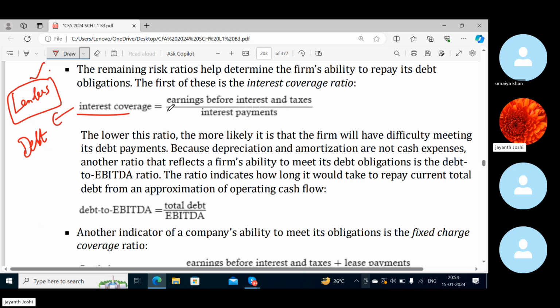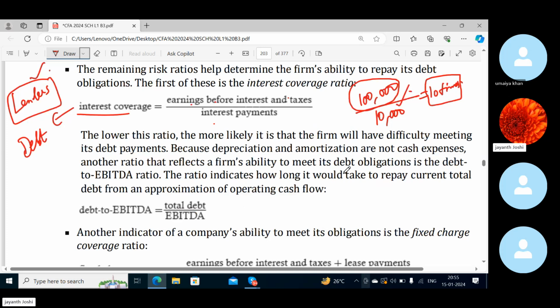Now, the formula for this is earning before interest and tax divided by fixed interest payments. Let's say your PBIT or EBIT is 1 lakh and your fixed interest payments are 10,000. So what is the ratio? The interest coverage ratio is 10 times. That shows the company has 10 times the capacity to make the fixed interest payments. That means the company has enough earnings or operating income to make the fixed interest payments.